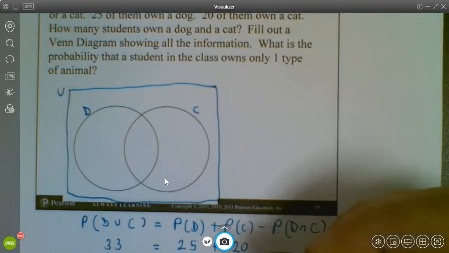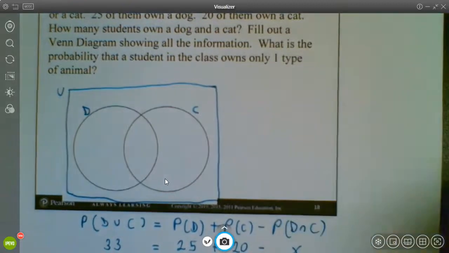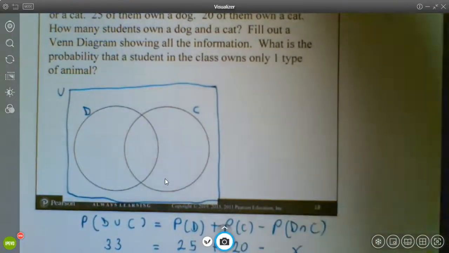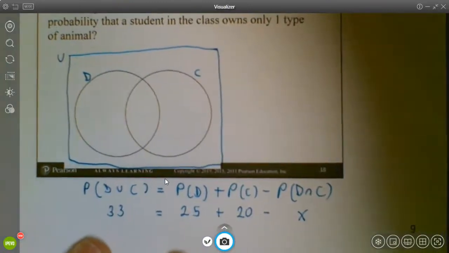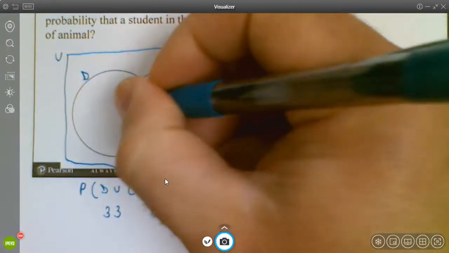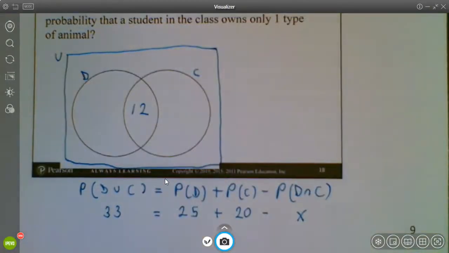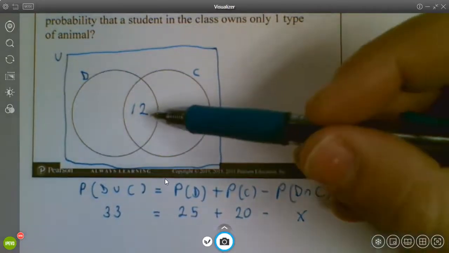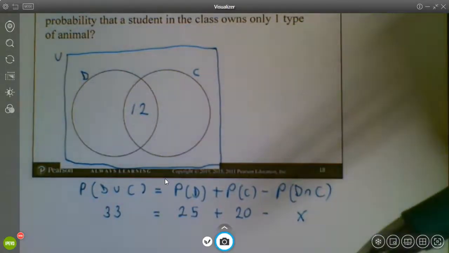So the first thing we're going to figure out here is, then what does that mean for the middle piece? How many own dog and cat? Right, and so if we do a little basic algebra on that to solve for x, what would that be? 45, difference is 12. Okay, and so there must have been 12 that owned both dog and cat. And recognize I'm just putting the straight number there. I did not actually create the probability yet.